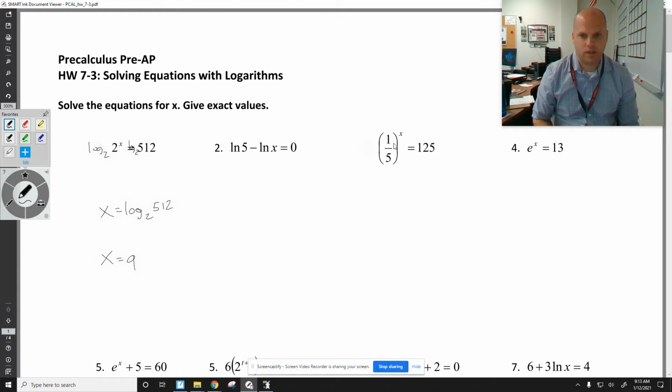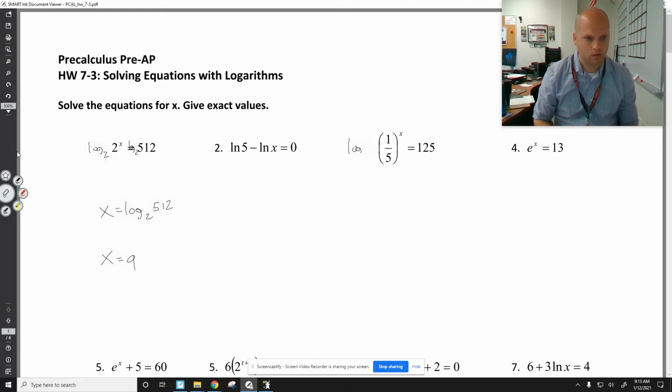I would say, okay, I got 1/5 to the x. To undo the 1/5 to the power, I would take the log base 1/5 of both sides. On the right side, I'm doing the same thing. And that gives me x equals log base 1/5 of 125.